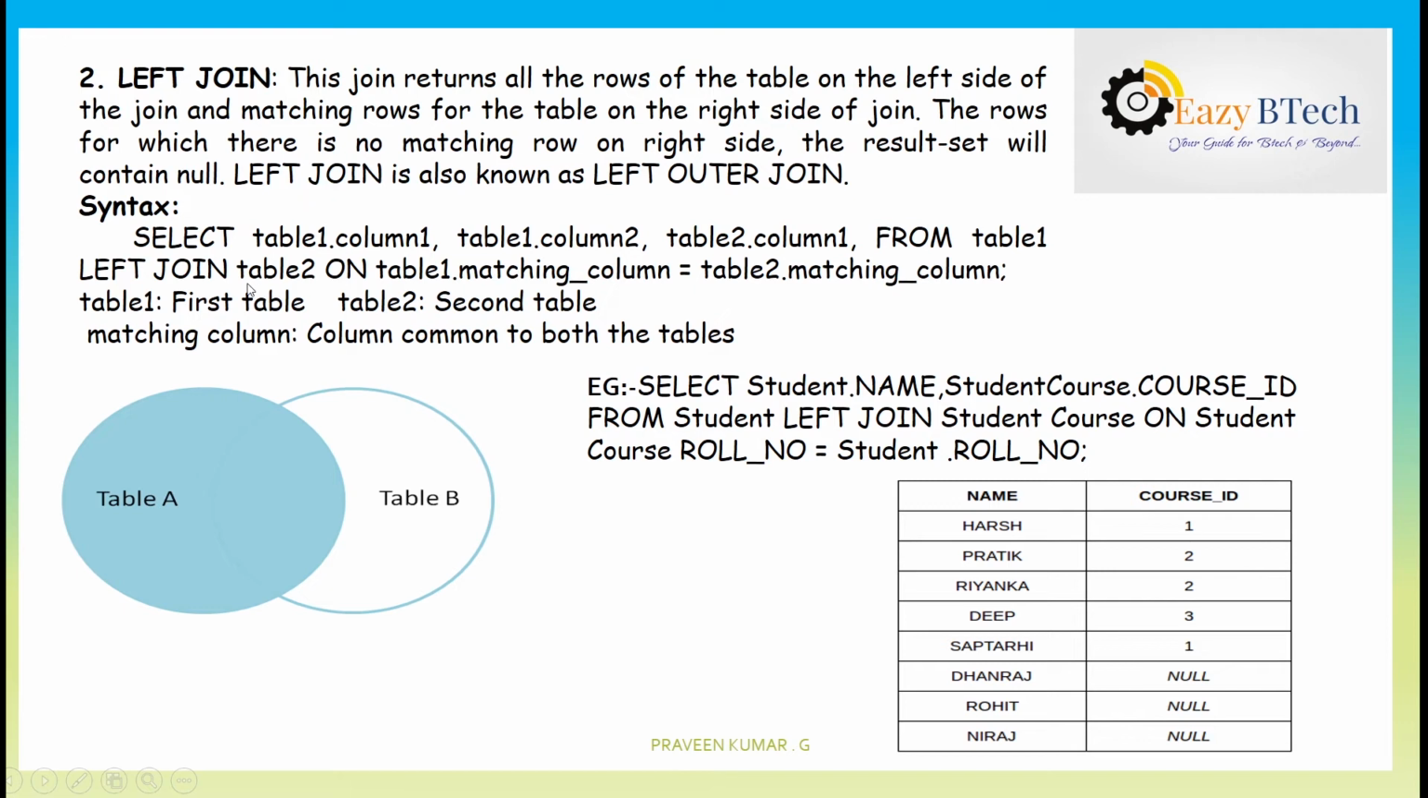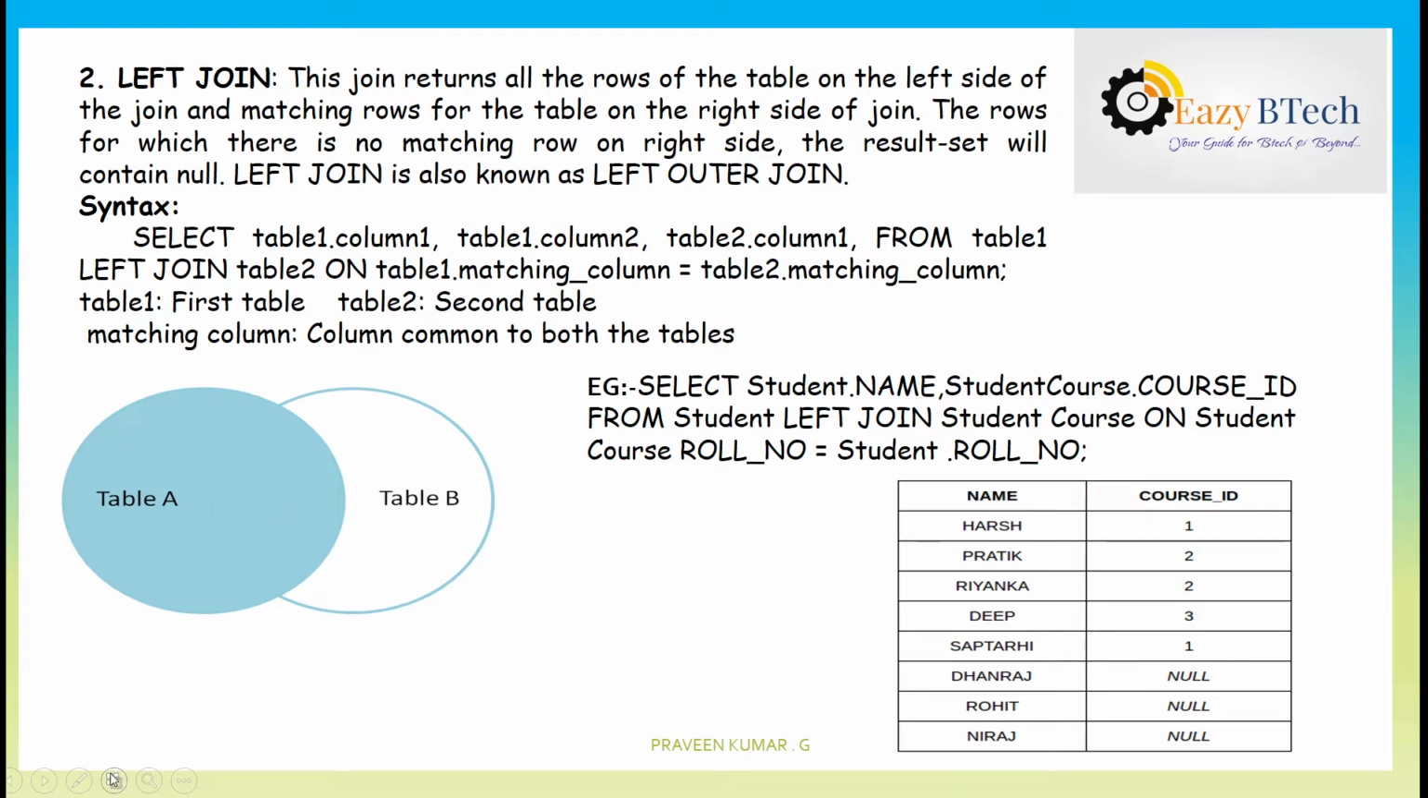Yes, what is left outer join? This join returns all the rows of the table on the left side of the join and the matching rows from the table on the right side of the join. It also returns the rows for which there are no matching rows on the right side. Commonly, the left outer join prints all the values of the left relation.